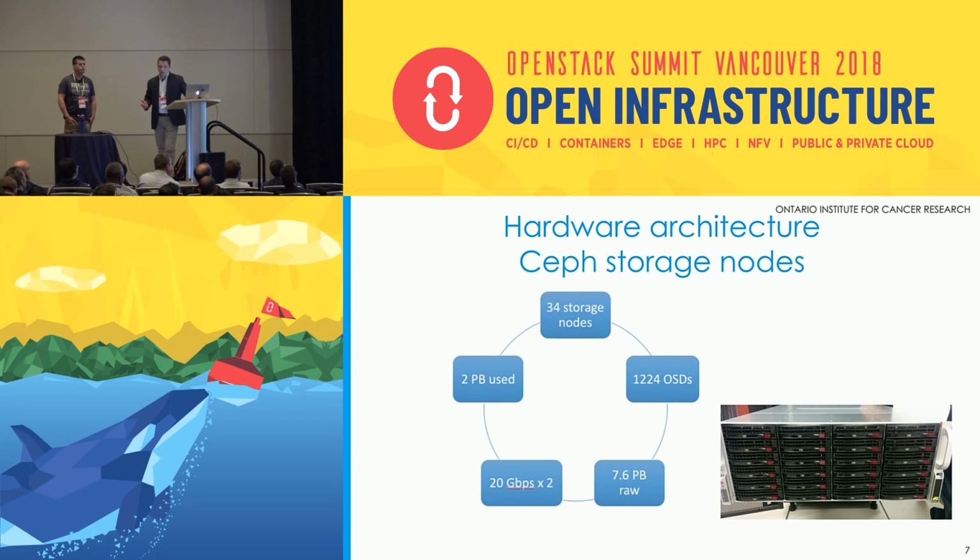On the storage side, we have 34 storage nodes, more than 1,200 OSD drives, different sizes, because we grew the environment over time. When we started, we acquired the 4 terabyte drives. Next acquisition, it was 6, 8, 10 terabytes. So we have a mix of storage nodes. And currently, we have 7.6 petabytes of raw storage. About 2 petabytes are used to store the very large genomic data sets.